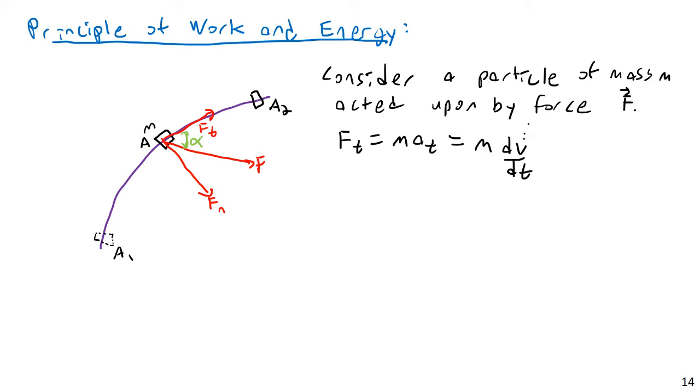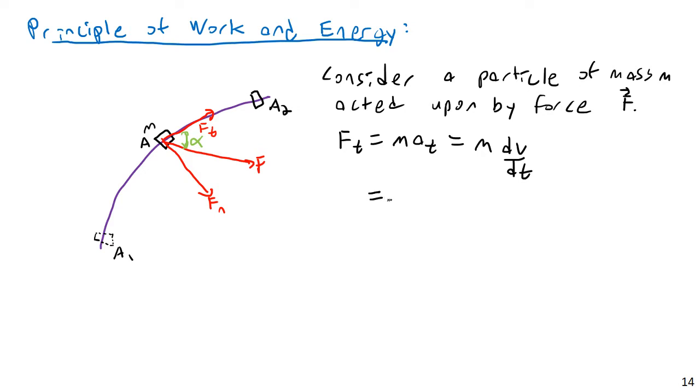I want to be careful with that. Even this Fn will produce a change in velocity, but it will produce a change in the direction of velocity. It won't change the magnitude of the velocity. So the only thing that's going to change the magnitude, or the speed, for this v, this non-vector v, will be the tangential component of the force.